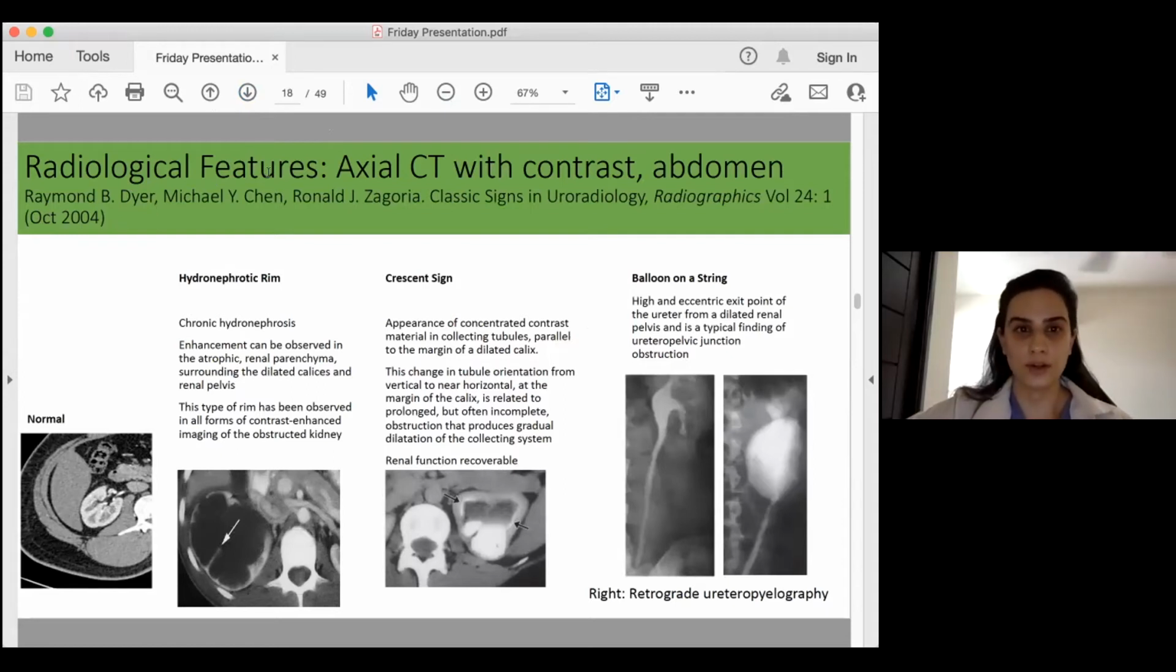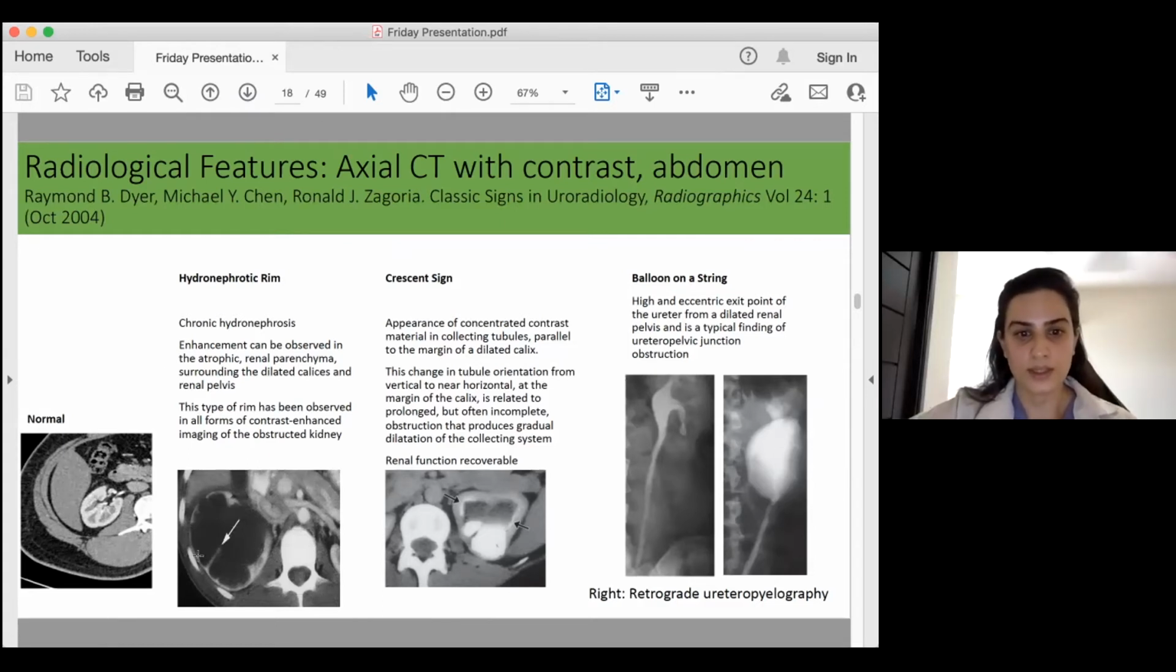And these are the radiological features of an axial CT with contrast when you are faced with hydronephrosis. The authors basically identified 3 main signs for identifying hydronephrosis. The first one is the hydronephrotic rim. This is usually observed in chronic hydronephrosis. And when you administer the enhancement, you can often see a renal parenchyma that is atrophic, and it's surrounded by dilated calyces and renal pelvis.